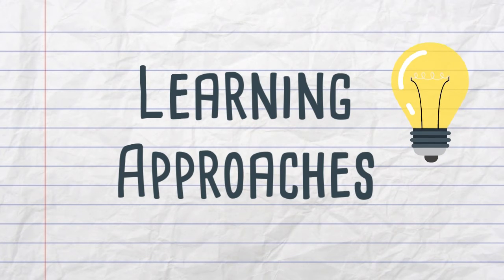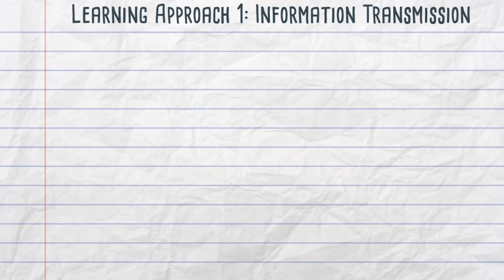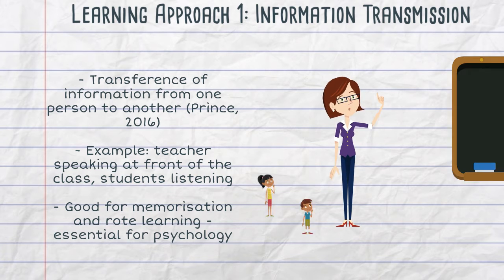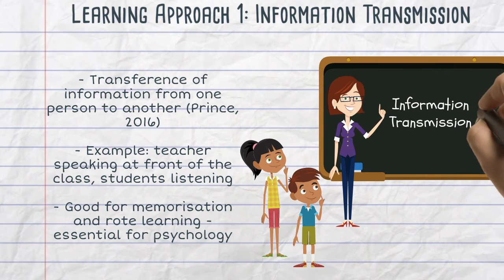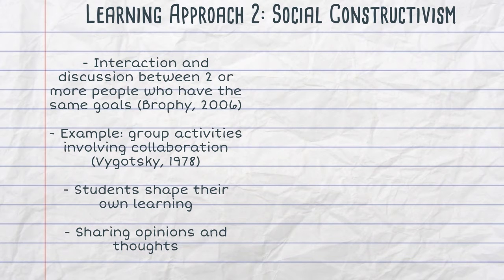There are three learning approaches specifically beneficial for psychology students which I'll be discussing in relation to mobile tools. The first approach is information transmission, which refers to the transference of information from one person to another. An example of this type of learning is a teacher speaking at the front of the class and the students listening. I recommend this type of learning for psychology students as it supports memorization and rote learning, which is necessary for the degree.